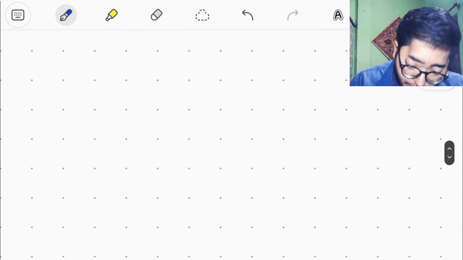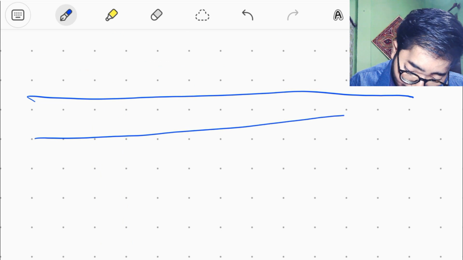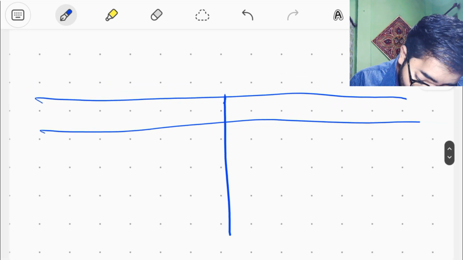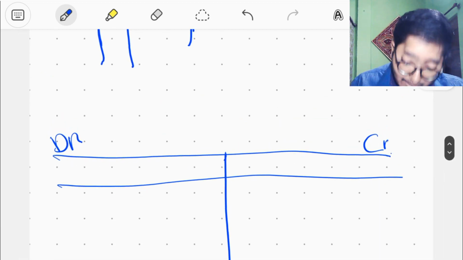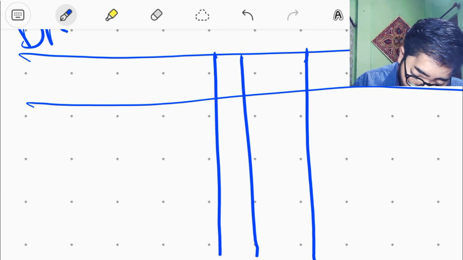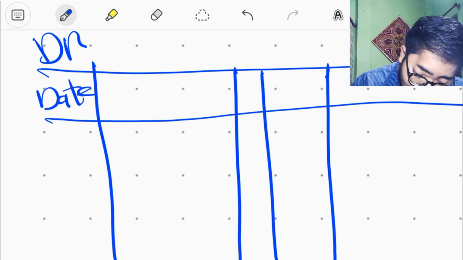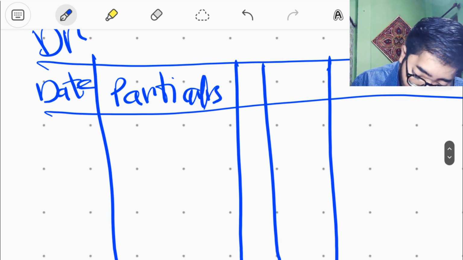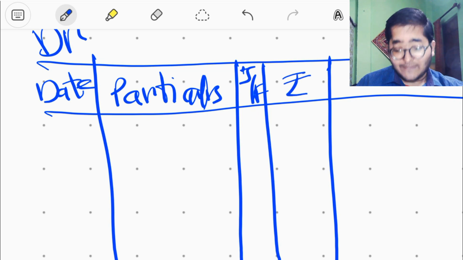So how does a ledger look? Let me show you once. A ledger has a T format, one side is debit and the other side is credit, and each side is divided into 4 columns. First column is the date, second column particulars, third column journal folio JF, and the last column is rupees.